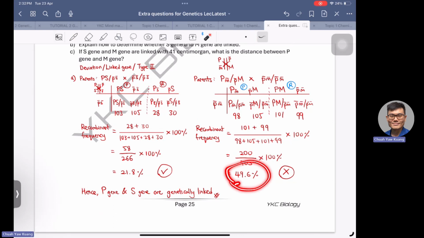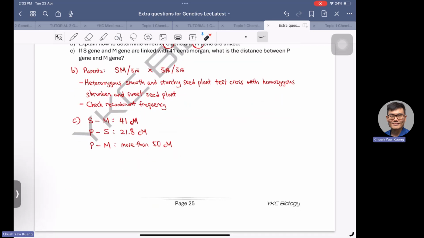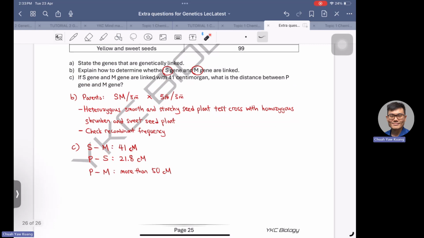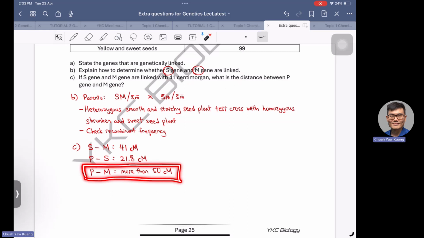Okay, so that's the example here. You can see here. All right, so we come back here. We know it's more than 50. So that's why now they want us to find the distance between the P gene and the M gene. They want to find the exact one. So you have all the numbers here.